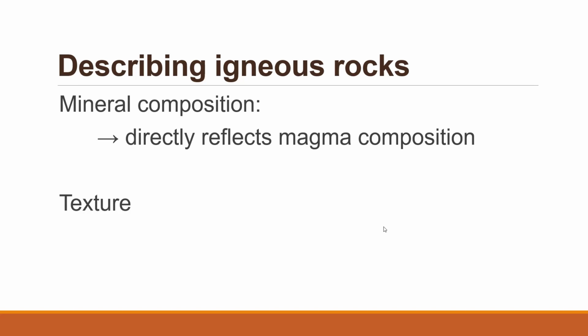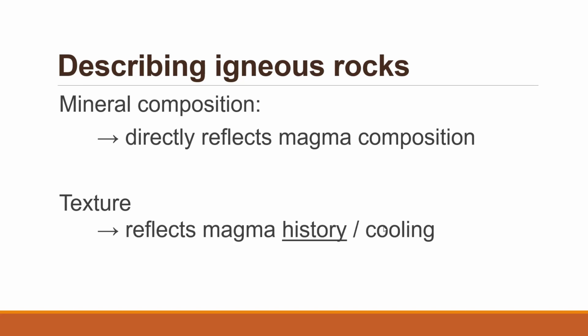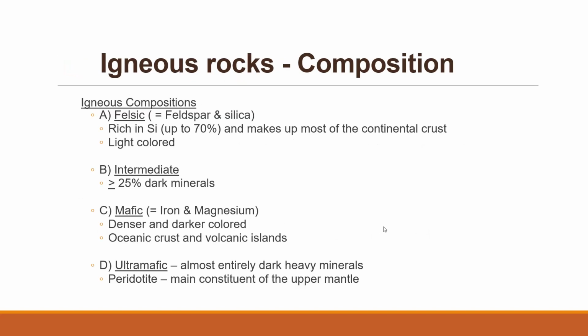And then the texture. We're going to describe our igneous rocks based on their composition and their texture. The texture will reflect the cooling history. So for igneous compositions, we have felsic rocks, which are rich in silica, intermediate rocks, mafic rocks, which are more rich in iron and magnesium, and ultramafic rocks, which are almost entirely those really dark, heavy minerals.